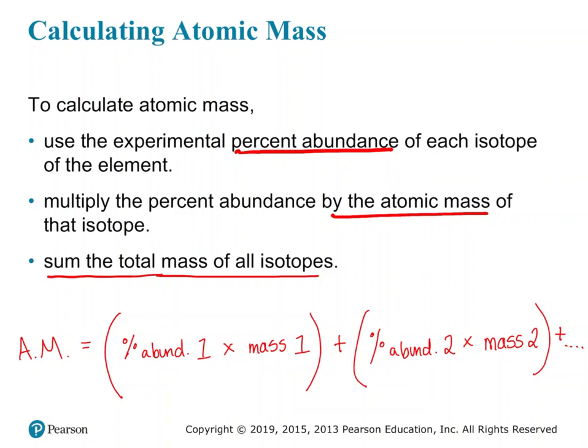All right. So not too bad. We're just taking the abundance of one isotope and multiplying it by its mass. And then we're doing the same thing for all of the isotopes and then just adding all of those values together.